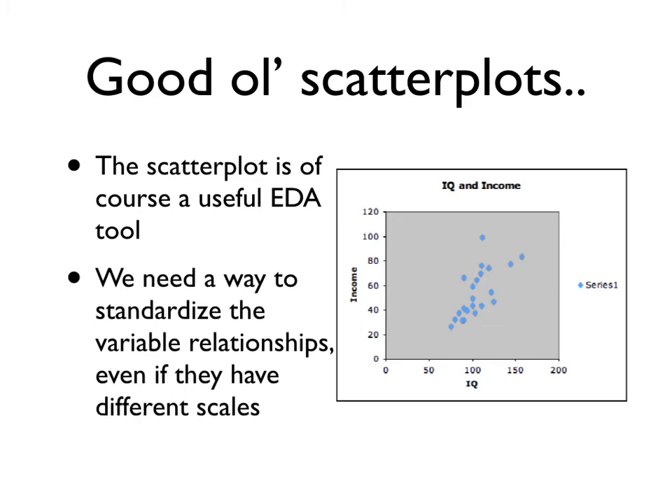We need a way, though, to standardize the variable relationships and to see if they have a relationship even if they have different scales. IQ is measured in IQ points, and this we'll say is income in thousands of dollars per year. They're measuring two entirely different things, but we want to be able to say there's a relationship between one and the other. We want to be able to say that your IQ, whether it's measured by the WAIS or the Raven Progressive Matrices, and your income, whether it's measured in Canadian dollars or euros, it doesn't matter. We want a way to say this and get the same number at the end. Okay? That's what we want.